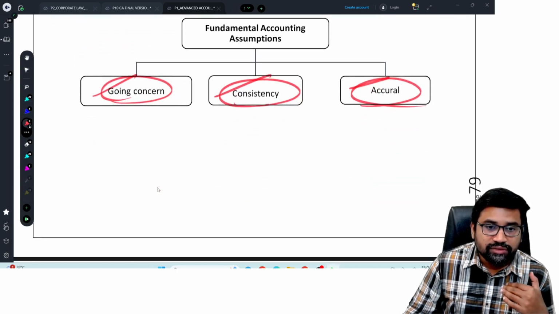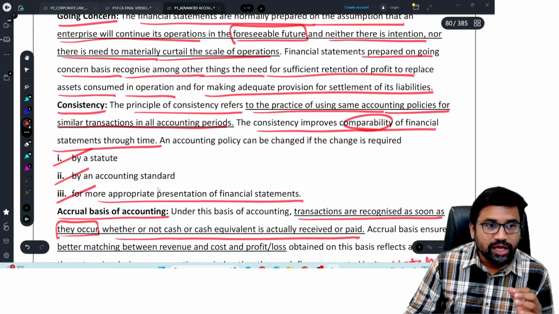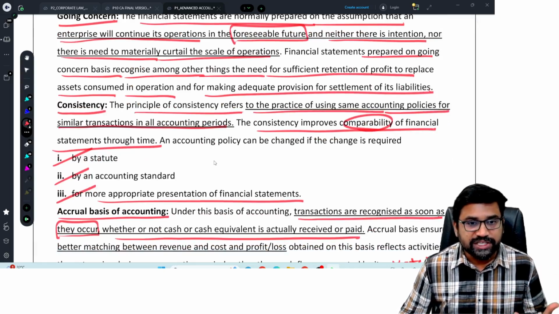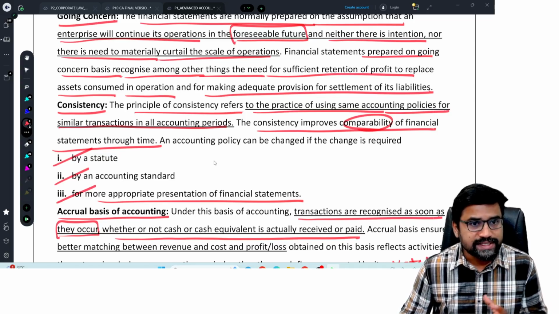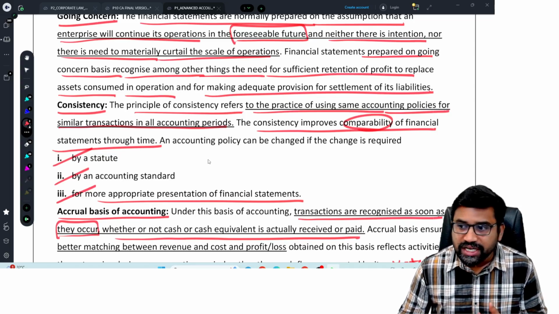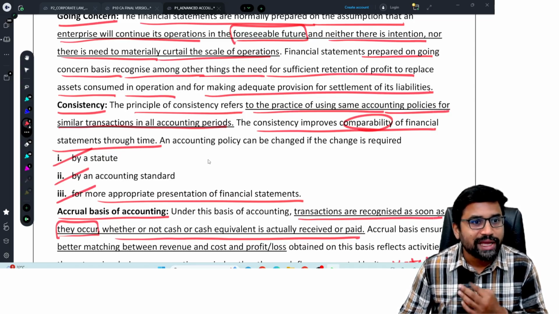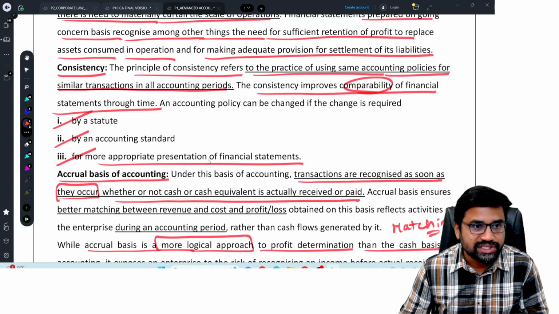An organization will continue for the foreseeable future. It neither has the intention nor the necessity to curtail its operations. Okay. What is consistency? Following the same principles for similar transactions over a period of time. Better you follow consistency. But of course, there are three situations where you can change: by statute, by accounting standard, for better presentation of financial statements.